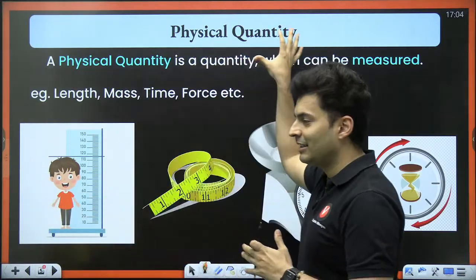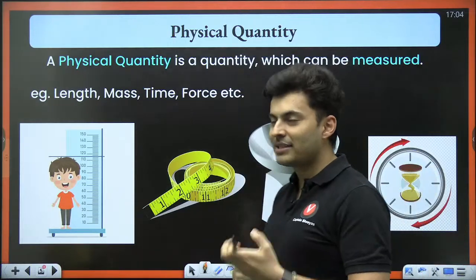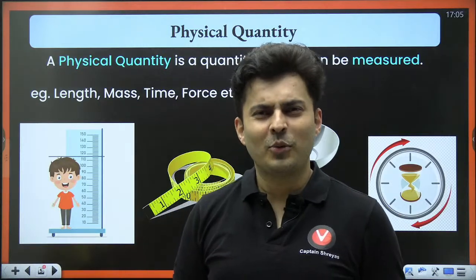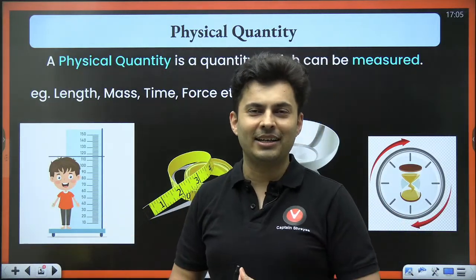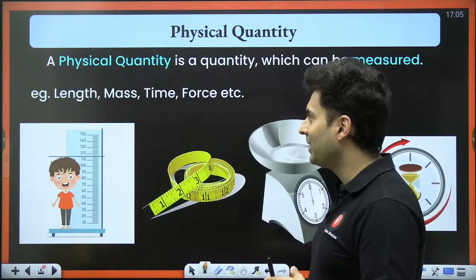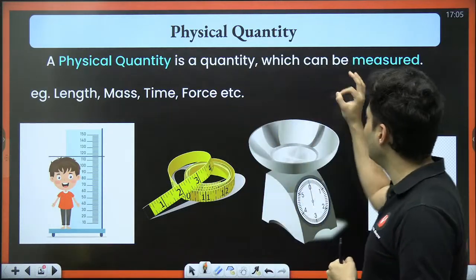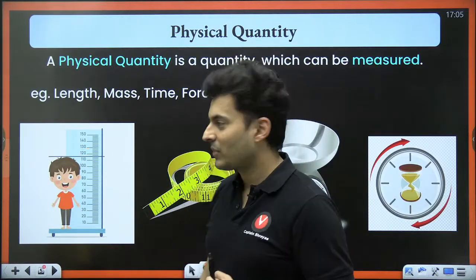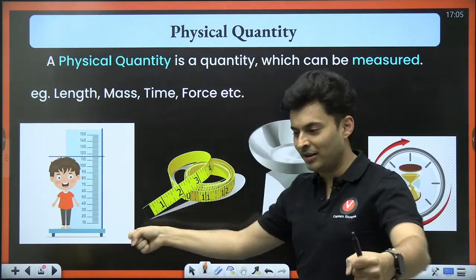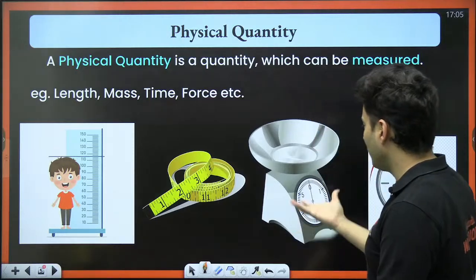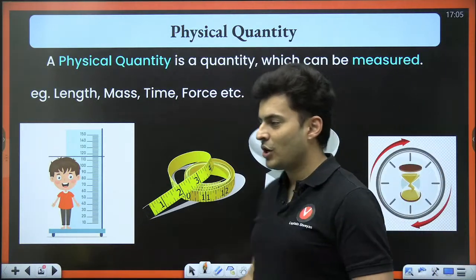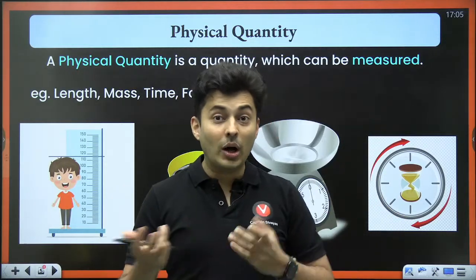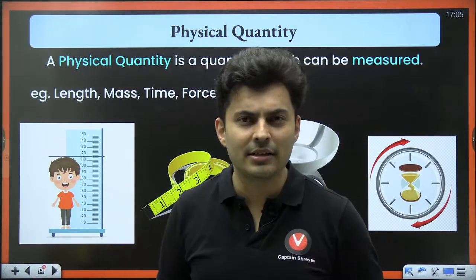and that is physical quantity. You will see a physical quantity will have a unit, it will have a dimension. But what is a physical quantity? A physical quantity is a quantity which can be measured. Like you can measure your height, you can measure the length of a desk, or you can measure the mass of some object, or you can measure how much time this lecture takes. So all these quantities are physical quantities.